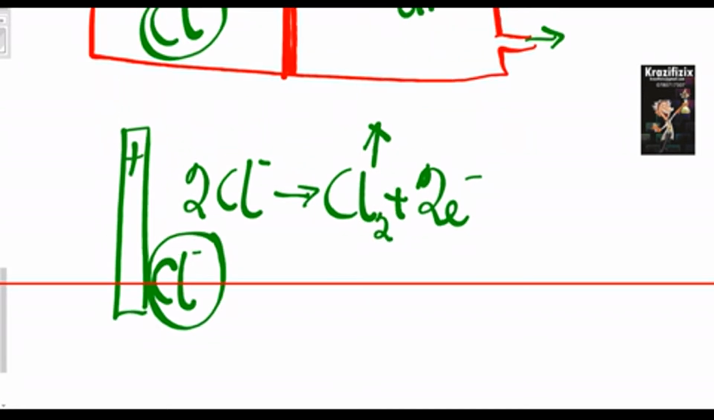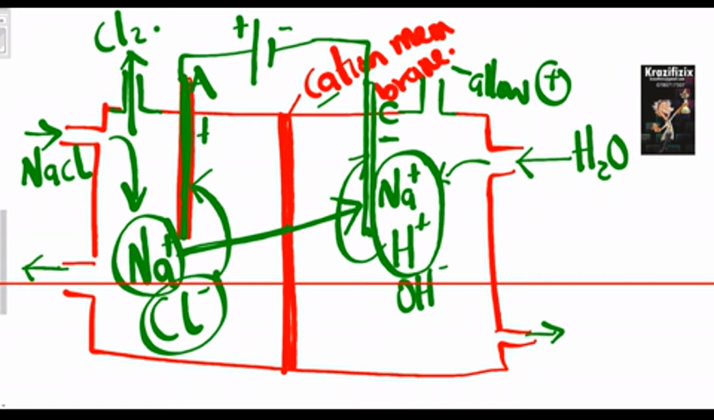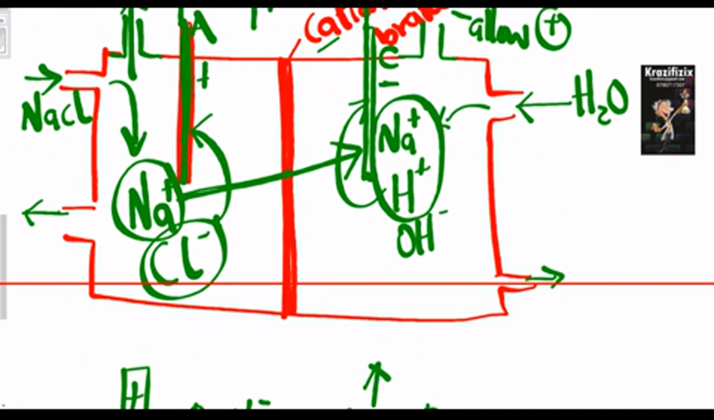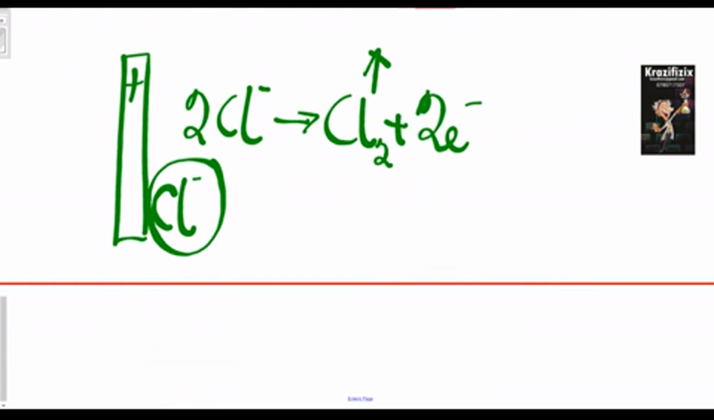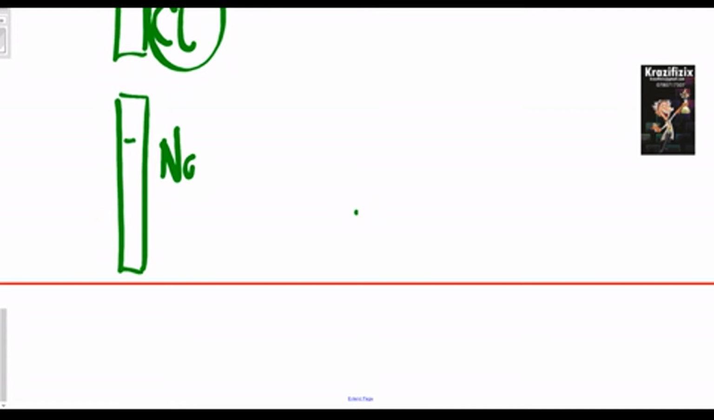That's why we have this outlet. I need us to feel this quickly. We have this outlet here, so chlorine gas escapes. It's produced there. Now, what happens at the cathode? Remember what we have? We've got sodium, and we've got what? Hydrogen.